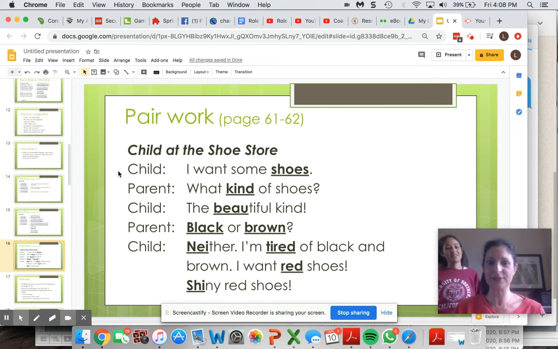I want some shoes. What kind of shoes? The beautiful kind. Black or brown? Neither. I'm tired of black and brown. I want red shoes. Shiny red shoes.